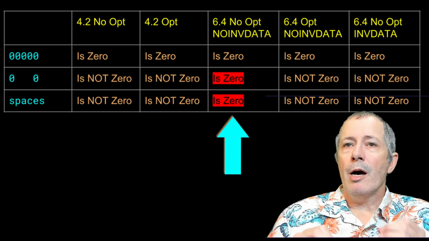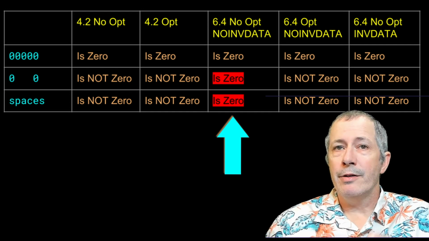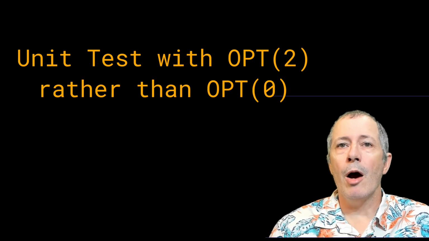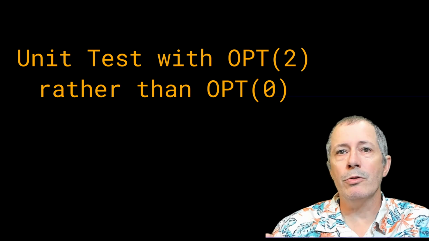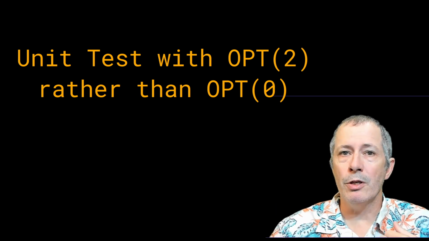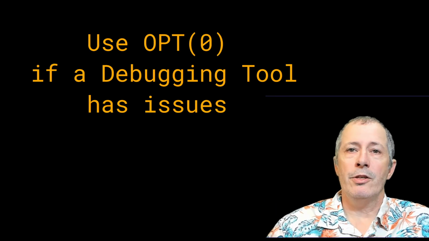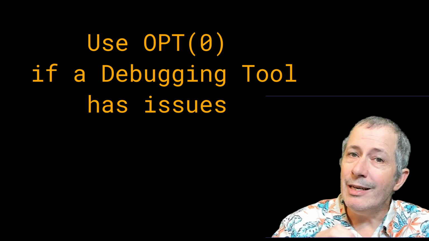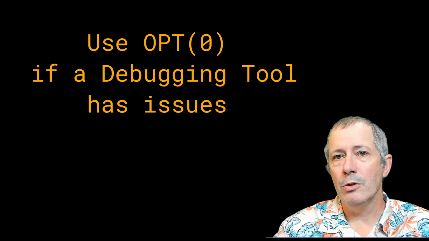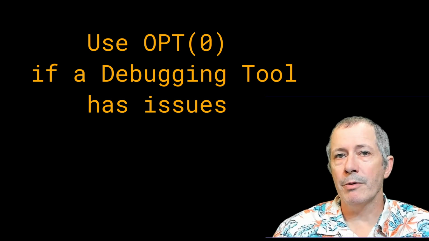Because I knew that non-optimized code could act differently, I advised programmers to test and compile using OPT(2) to get a fully optimized executable, since that was what was used for production code. I suggested using OPT(0) to turn off optimization if the debugging tool could not handle the fully optimized code. Debugging tools sometimes have issues with fully optimized COBOL code.